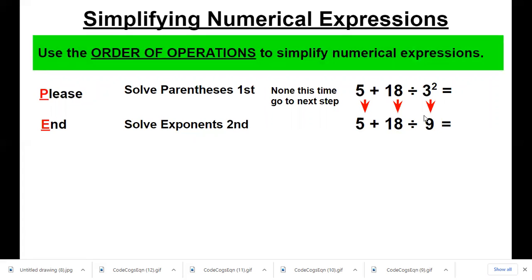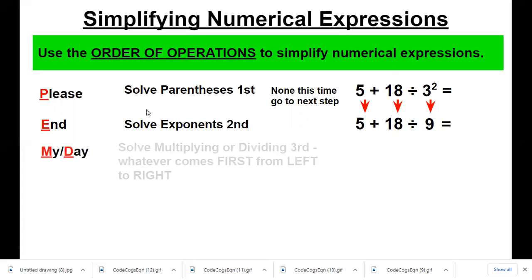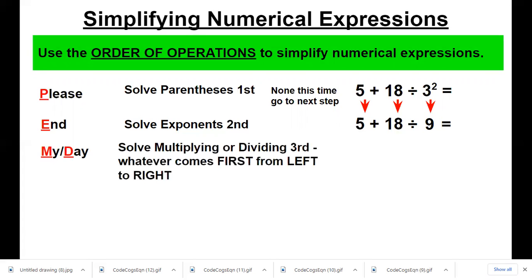All we did was the exponent. What's next? Please End My Day. Multiplying or dividing, whatever comes first, from left to right. So if I am looking at this, it is 5 plus 18. I can't do that first. I'm on multiplying or dividing. So I'm going to keep going left, and I say, oh, 18 divided by 9. I'm going to do that first. Notice how you'd get a different answer if you did 5 plus 18 and then divided by 9. You have to do 18 divided by 9 first.